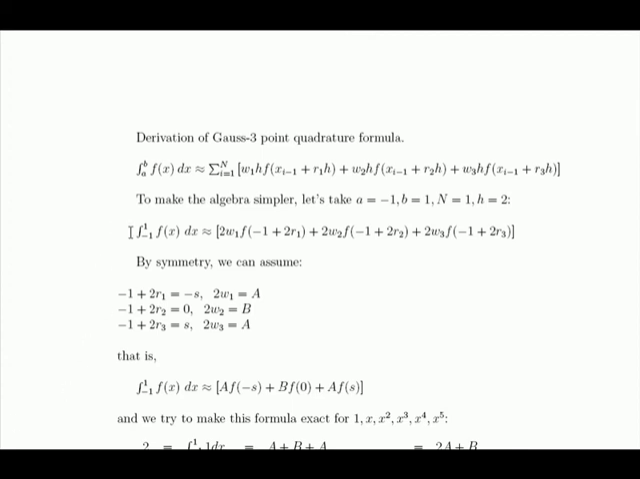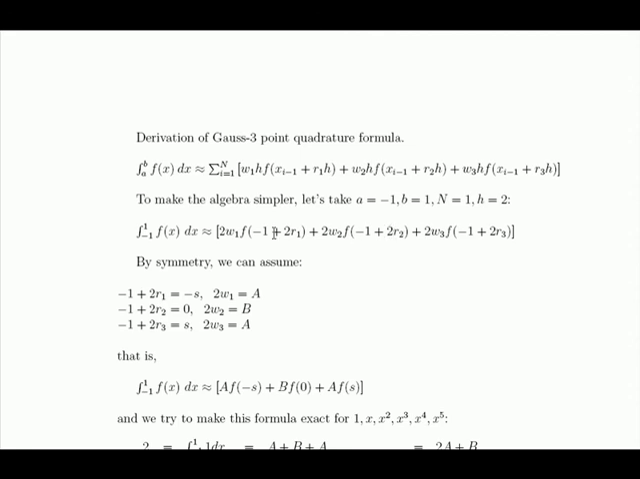Well, converting to the interval -1 to 1 makes things simpler. If it's exact on one strip, it's exact on the sum of all the strips, so we can just look at one strip and we can make that strip be -1 to 1, as I said. Now if we plug in f equal to 1, x squared up through x to the fifth, we will indeed get 6 equations, 6 unknowns, but it's still going to be a big mess.